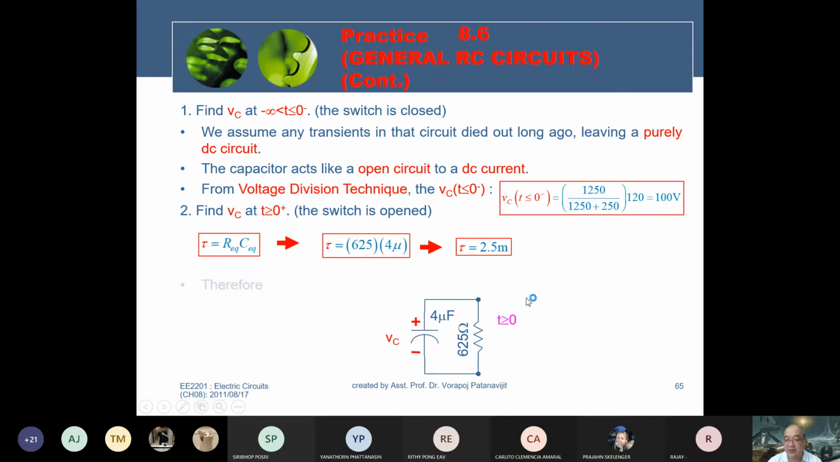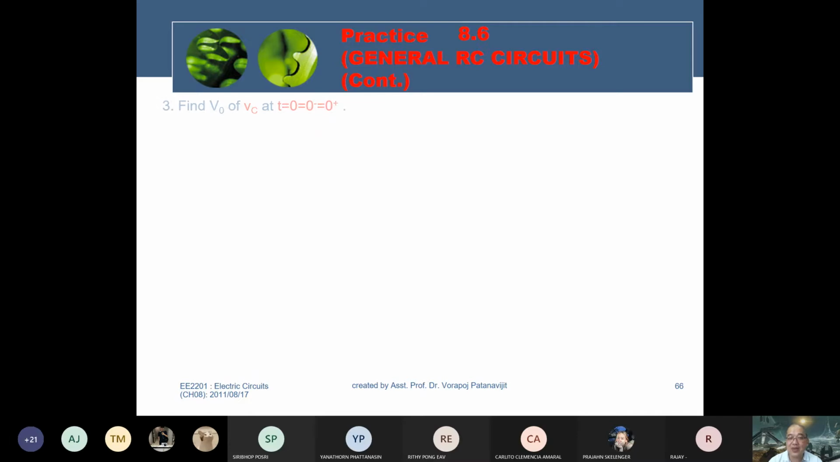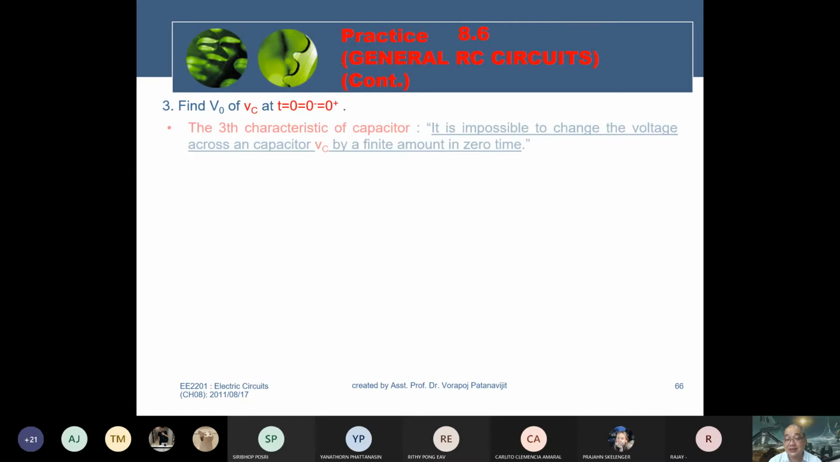Multiply them, it gives you the time constant, and the general solution of the capacitance voltage equals V0 e power minus t divided by tau. The time constant tau equals 2.5 milli in this step. At the first step, VC equals 100. Second step, VC equals V0 e power minus t divided by 2.5 milli. Both of them are equal when time equals 0.